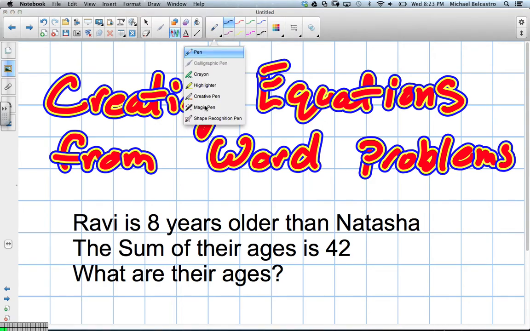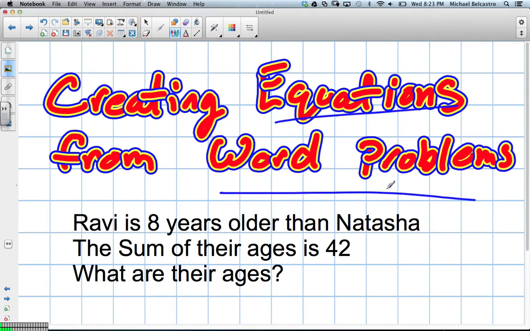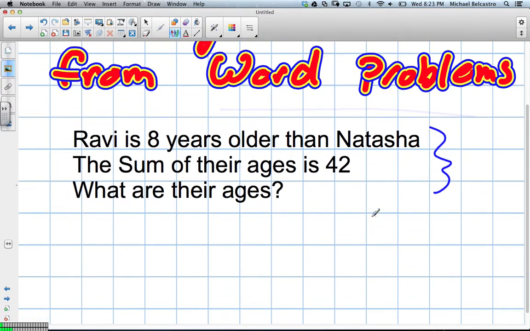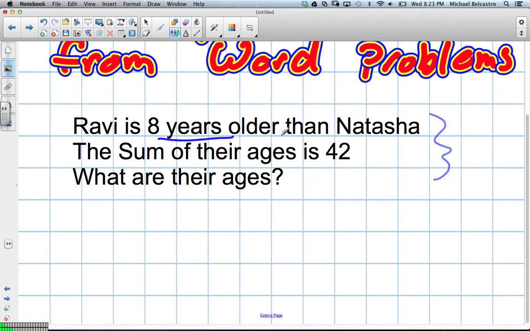So we're working on creating equations from word problems, which is usually pretty difficult. They've given us this word problem, but we have no math model. We'll have to make a model ourselves. So the question says, Ravi is 8 years older than Natasha.